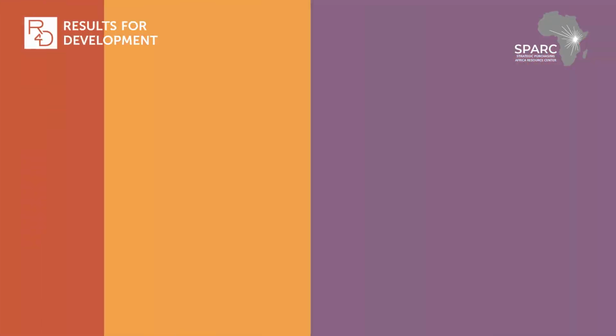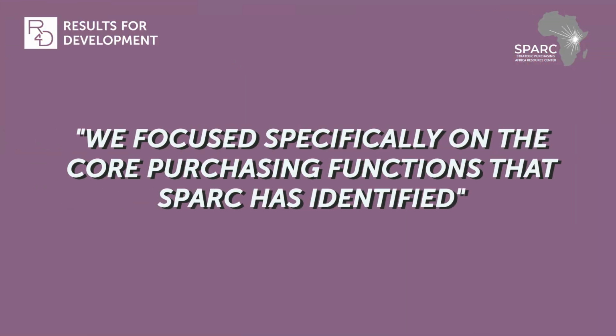So for example, how are contracting arrangements done for the whole health system? And then we dove in deeper and asked how are contracting arrangements done specifically for primary care and for the public and private sector in primary care. Another way that we adapted the framework is that we focused specifically on the core purchasing functions that SPARC has identified, which were benefit specification, contracting arrangements, provider payment, and performance monitoring.